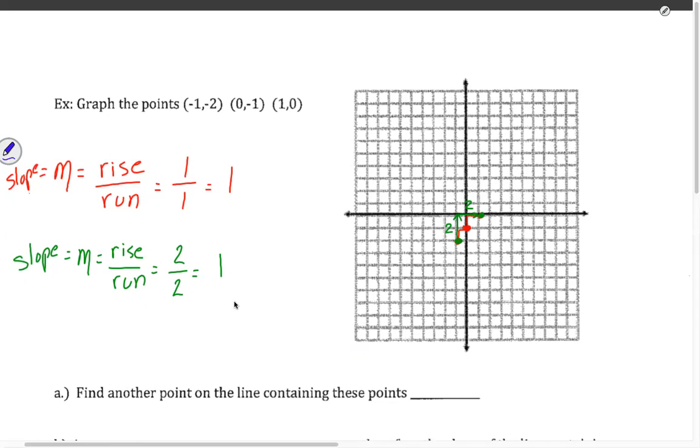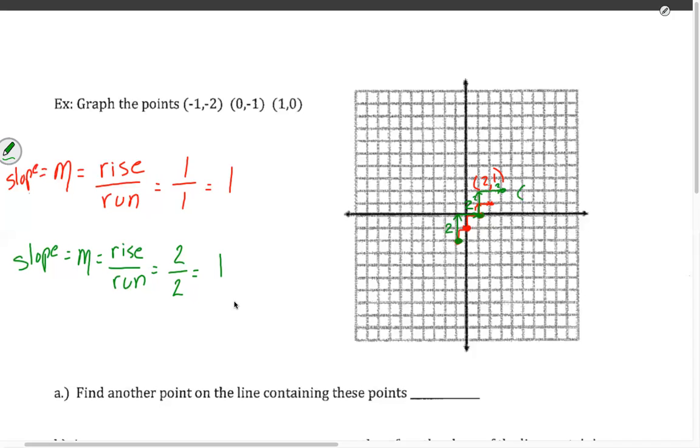So to get another point on my line, I simply follow the directions. I'm going to continue with this rise. Let's go with the red rise over the run. From here, I'm going to go up 1 and to the right 1. That's another point on my line. That point is 2, 1. But if we wanted to follow my green directions from here, another point would be up 2 and to the right 2.